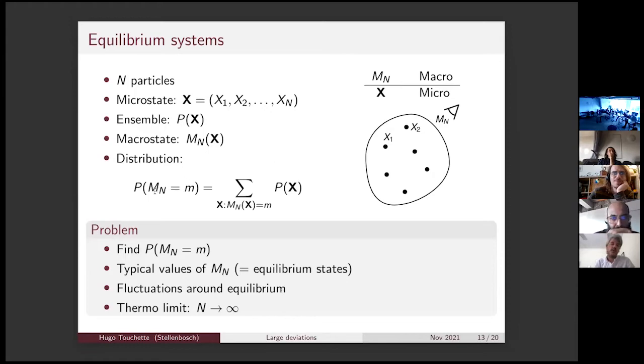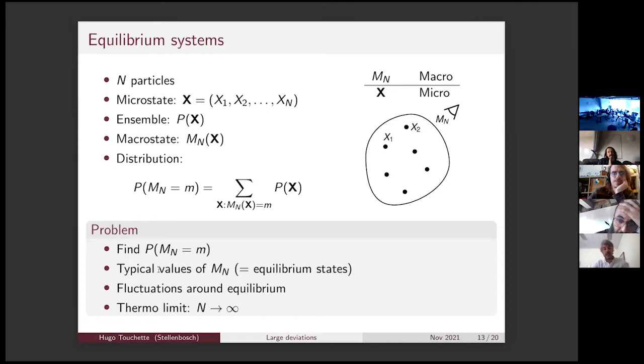And what we're interested in is to find the distribution of the macrostate. So the probability that the macrostate takes on a value m is the sum of the probabilities of all the configurations leading to that value. So this is just a normal probability formula. So we want to find that distribution, but again, in many cases, it's just impossible. So what we're expecting is that this distribution has a large deviation form. So we'll try to extract the rate function, which in many cases is an easier problem. Out of the rate function, we will be able to locate the typical values of the macrostate, and these will correspond to the equilibrium states.